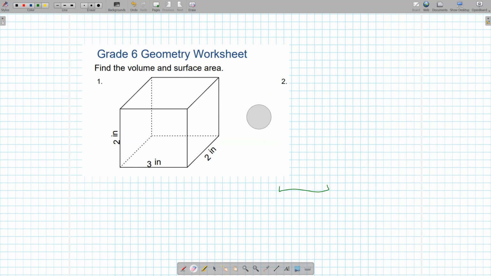What about the volume? If that's the surface area, what would be the volume of a rectangular prism? What's the volume of a cube? It's pretty similar to that. The volume of a cube is length cubed, okay? L cubed. The volume of a shape like this is going to be length times width times height.